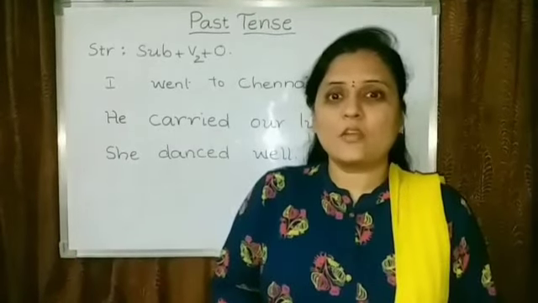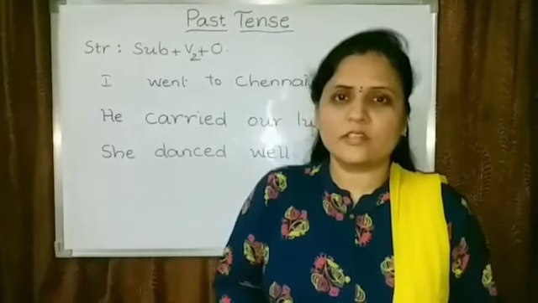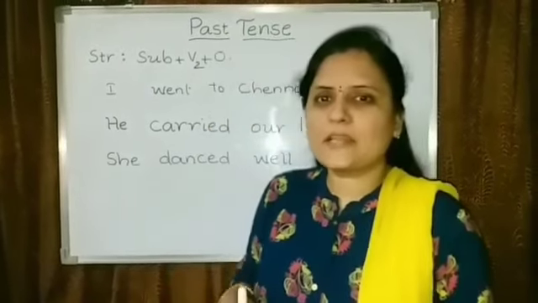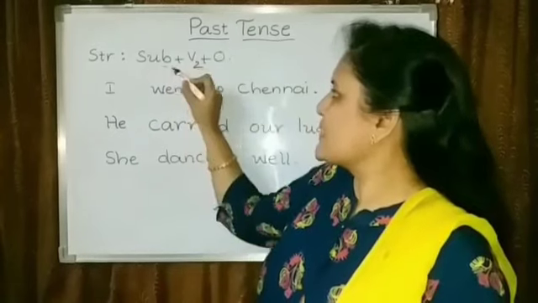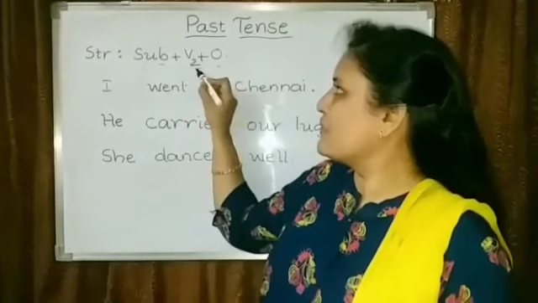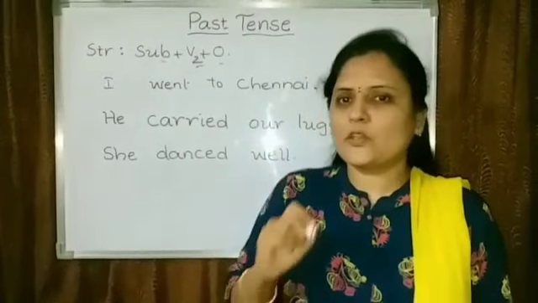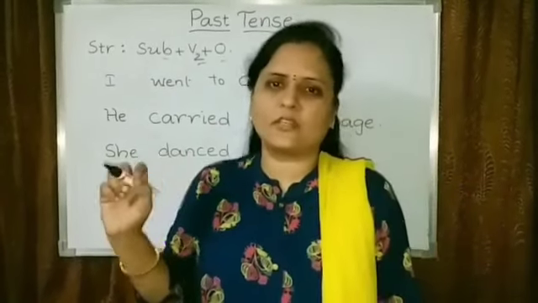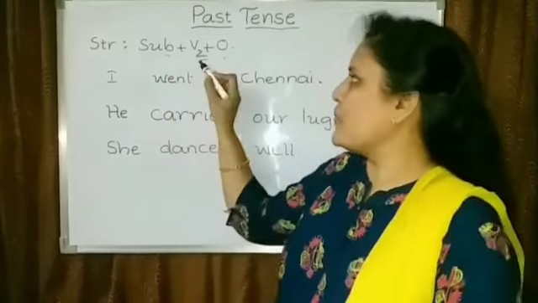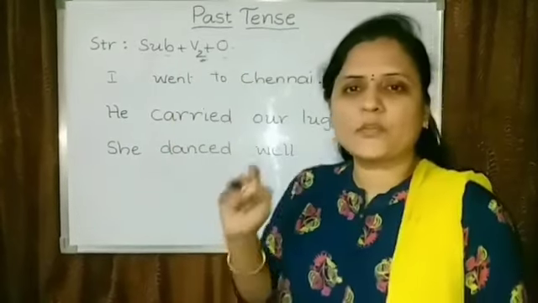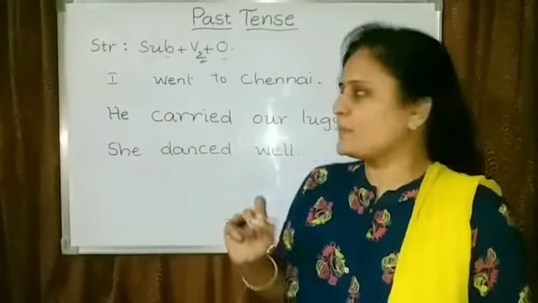Let us see how to form sentences. If you see the structure, subject plus V2 plus object. V2 indicates the past form of the verb. You know already V1, V2 and V3. So, we use the V2 form to indicate the past tense.